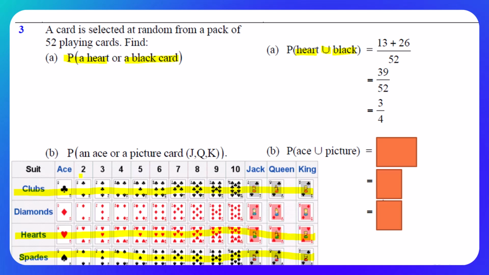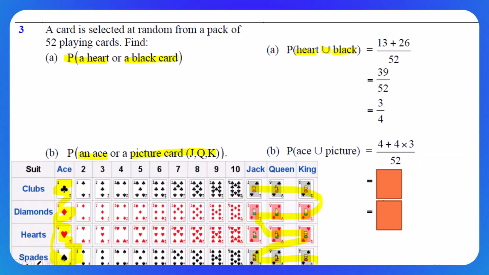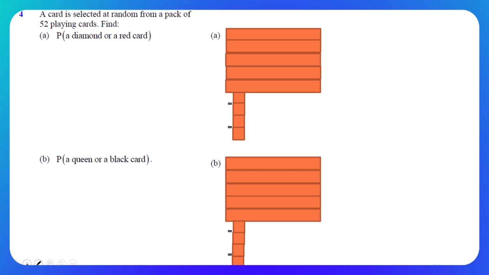All right, part B, we want an ace or a picture card. Picture cards are Jack, Queen, and King. All right, let me erase that. Our aces, we've got 1, 2, 3, and 4. And then our picture cards, we have 12. We have 4 different suits, 3 picture cards in each, or 3 times 4 is 12. So adding those up, we get 12 plus 4, 16 over 52. And then we can simplify that by dividing 16 by 4 and 52 by 4 to get 4 over 13.